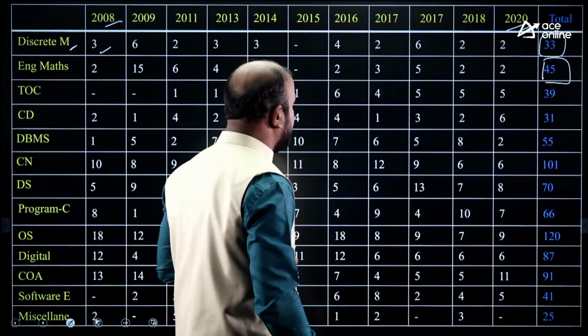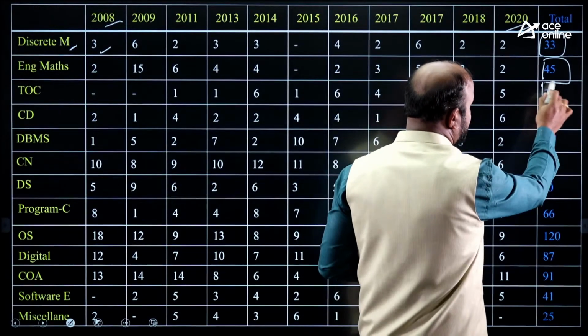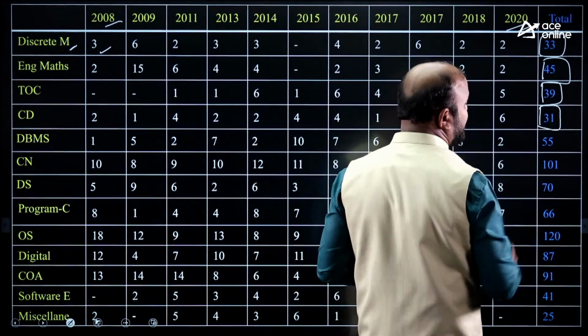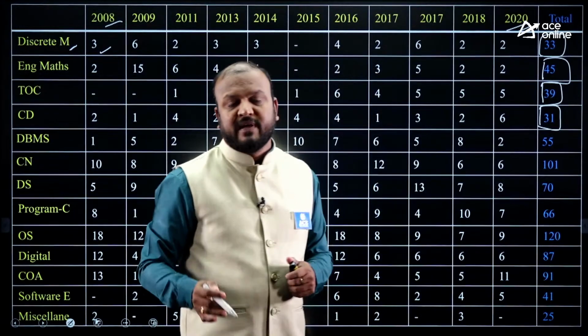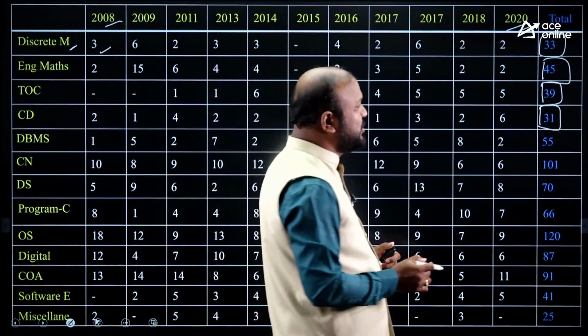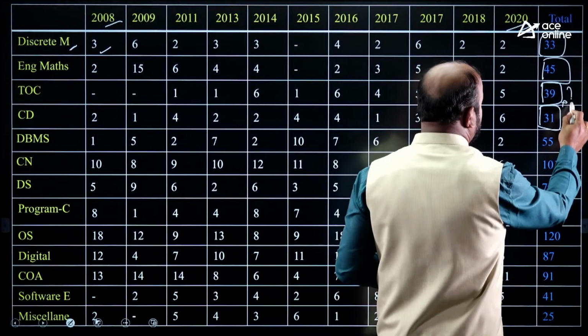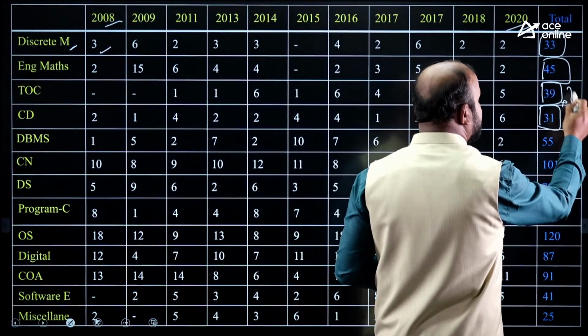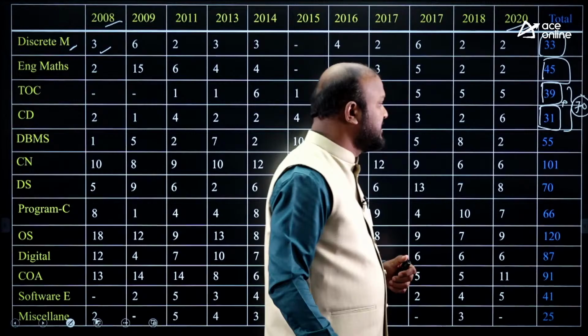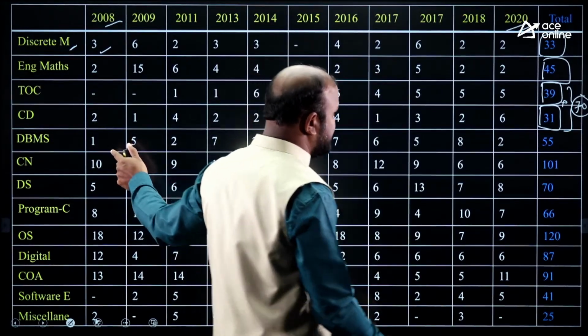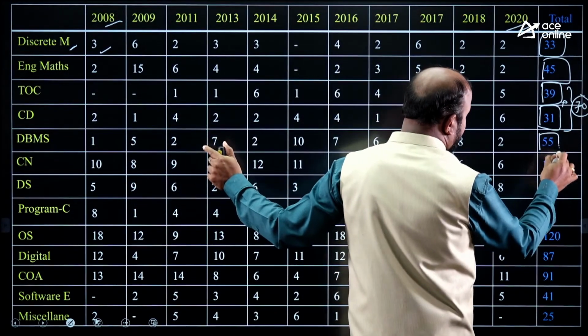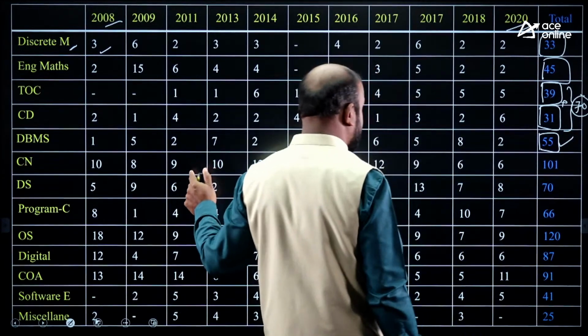And look at the TOC, there are 39 questions. Compiler, there are 31 questions. Generally, people prepare the TOC and compiler together as a single subject, so together there are 70 questions asked. And look at this DBMS. DBMS is one of the important subjects from where you got 55 questions.